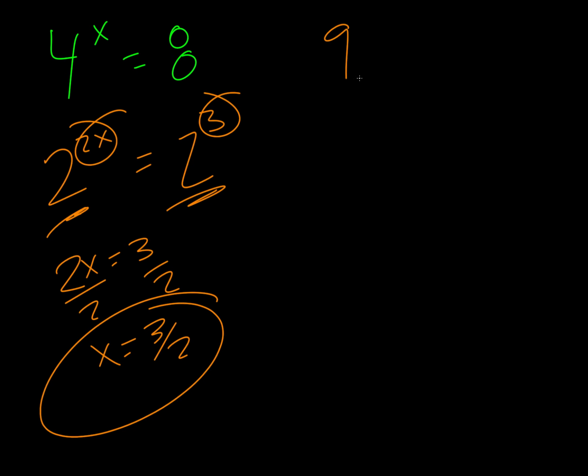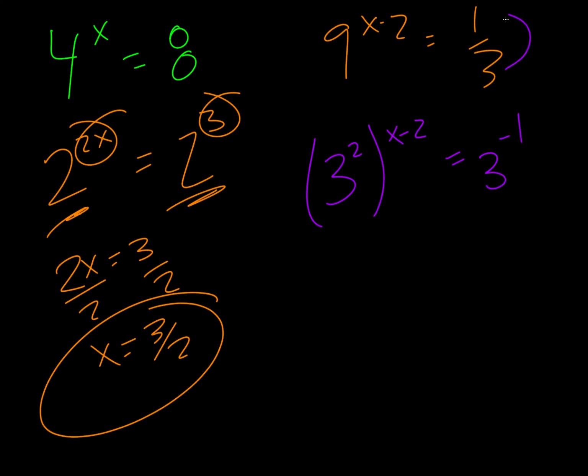Okay. Now we have 9 to the x minus 2 equals 1/3. So we want to write 9 as a base 3. We want to write this as a base 3. So we're going to say 3 squared to the x minus 2 equals 3 to the negative 1, because we want to bring that up top. Okay. Now, the rule is to multiply exponents. So we have 3 to the 2x minus 4 equals 3 to the negative 1.